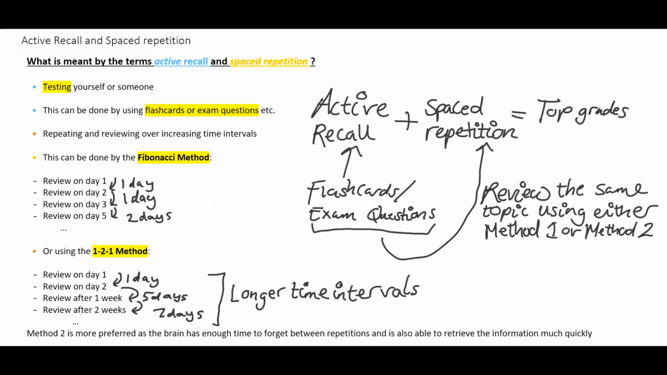How can you use the one-to-one method? Well, you review on day 1, you review on day 2, you review after 1 week, and you review after 2 weeks. How is this useful? You get fewer repetitions, but the information that you retain is much more quickly stored. And what's the reason behind it? Well, the reasoning is because you forget. And you forget, which means you retain more. So active recall and spaced repetition together will get you the top grades.